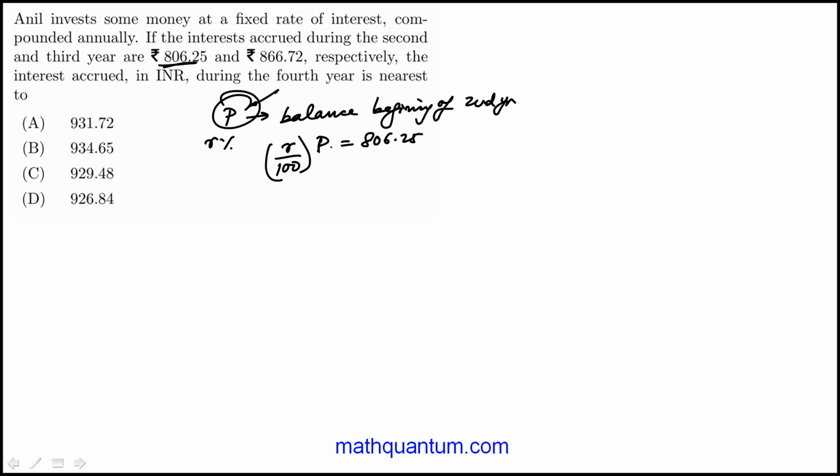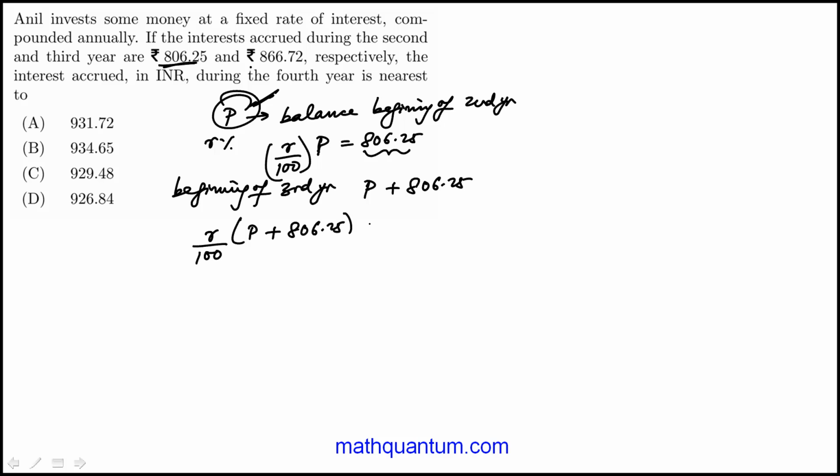And we also know that the principal at the beginning of the third year would be this P plus the interest that you earned that year. So it would be P plus 806.25. So that means the interest that you would earn in the third year would be R% of that. And that's equal to 866.72.